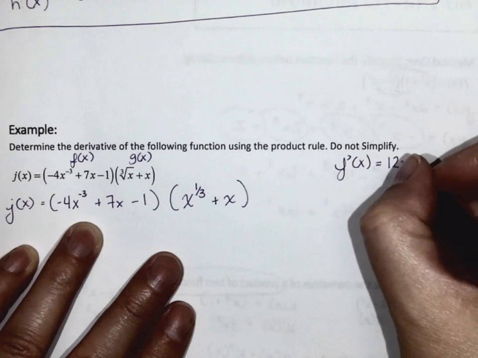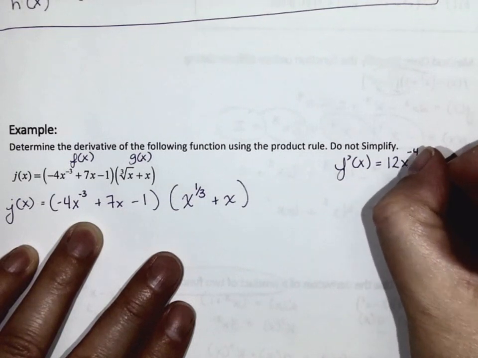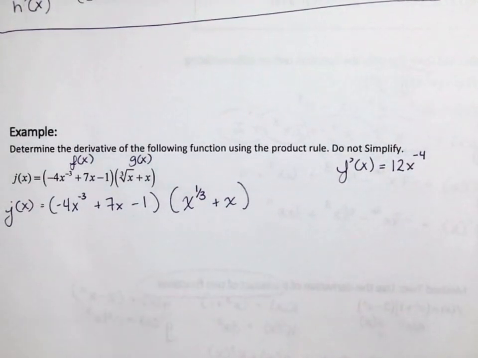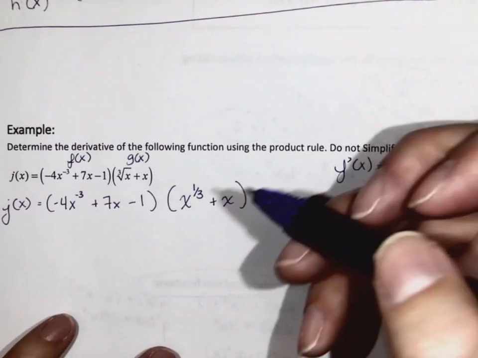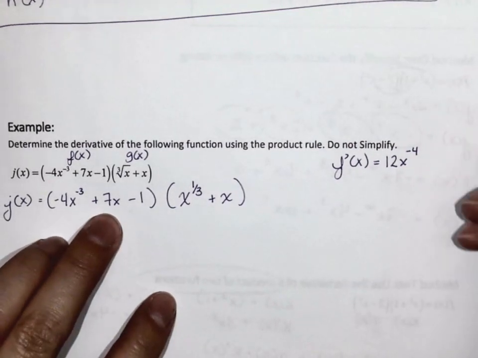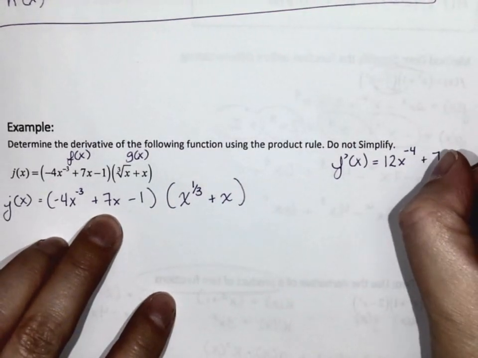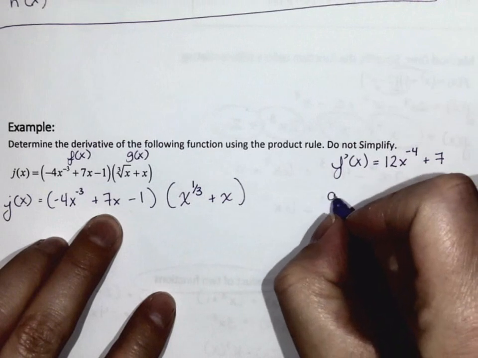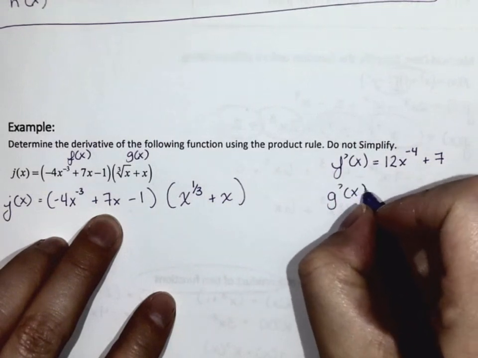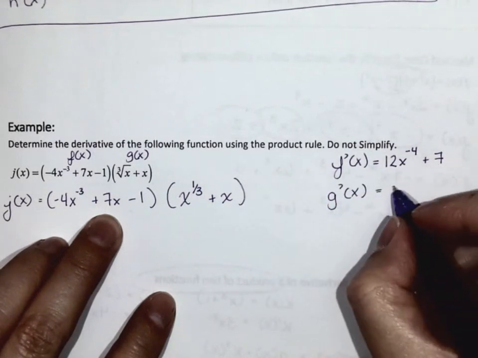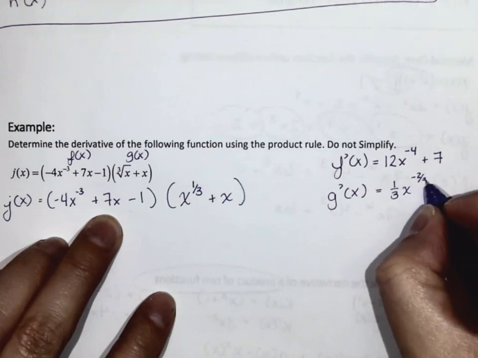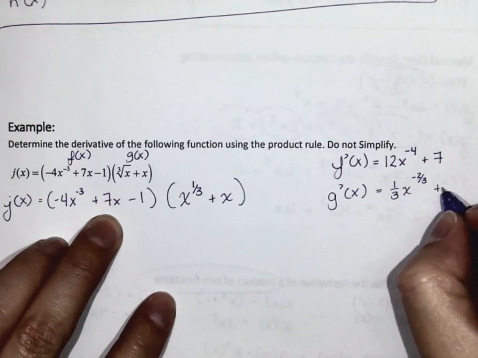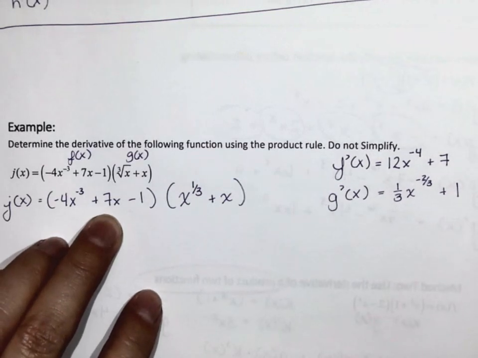So I'm going to have a positive 12x to the exponent negative 4. I totally would have screwed that up probably if I was on a test or a quiz, just because I'm reducing by 1, I'd always go negative 2. It's just a bad habit I have. And then this one's going to be 7. And then I've got my g of x function. I'm going to have 1/3 x to the exponent negative 2/3 plus 1.